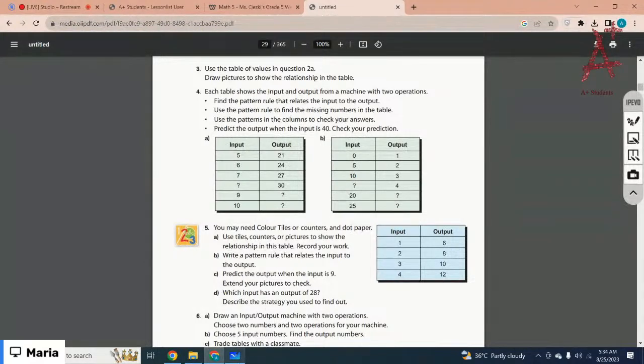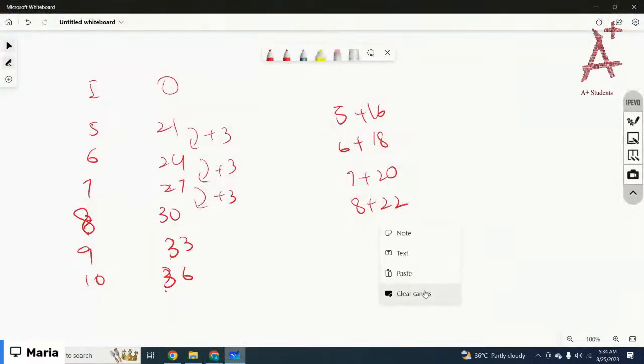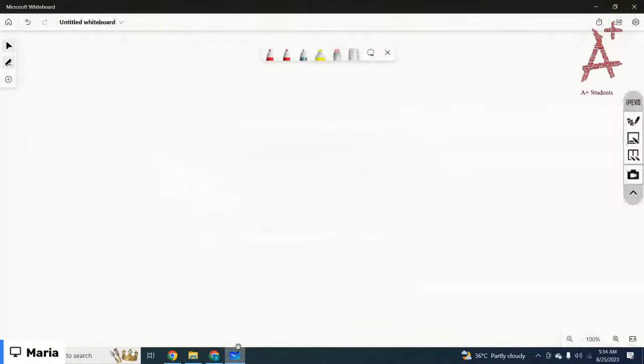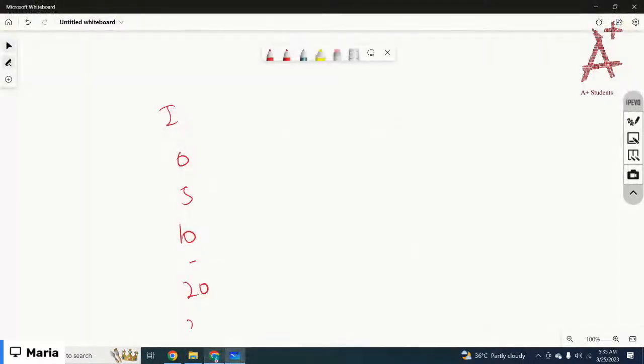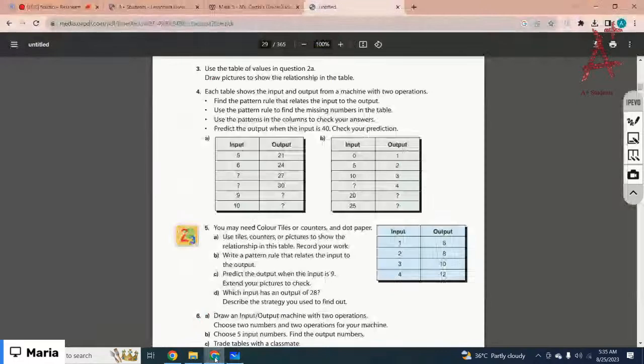0, 5, 10. Hold on, let me just write it down here. Input is 0, 5, 10, 20, I think, and 25. It would be 1, 2, 3, 4.